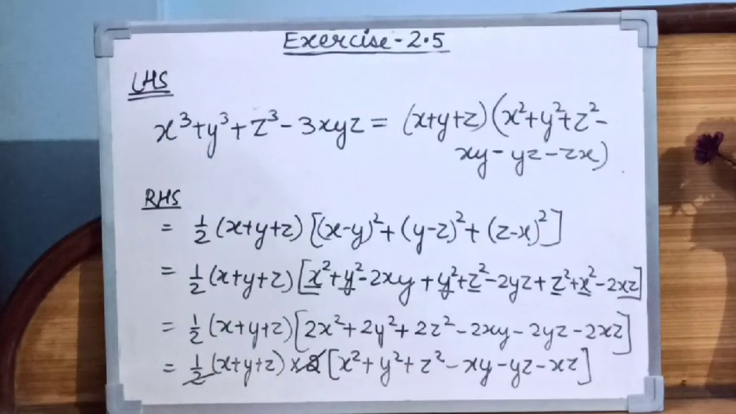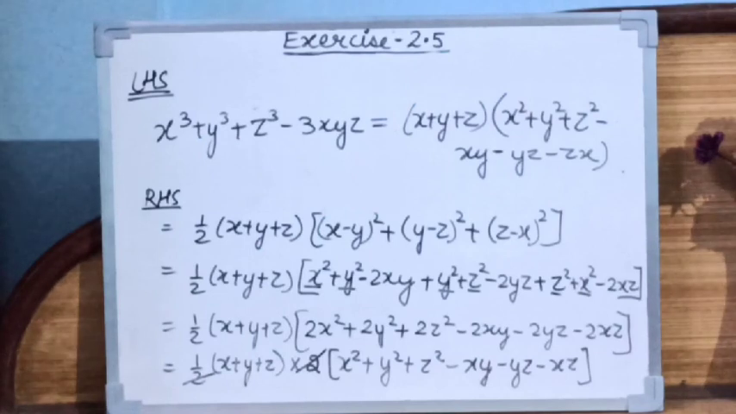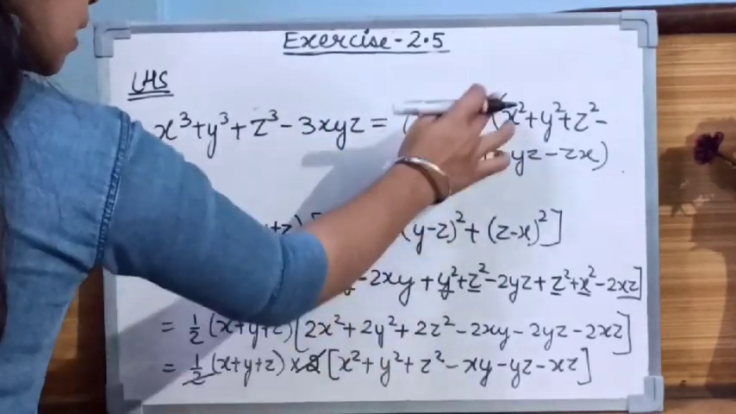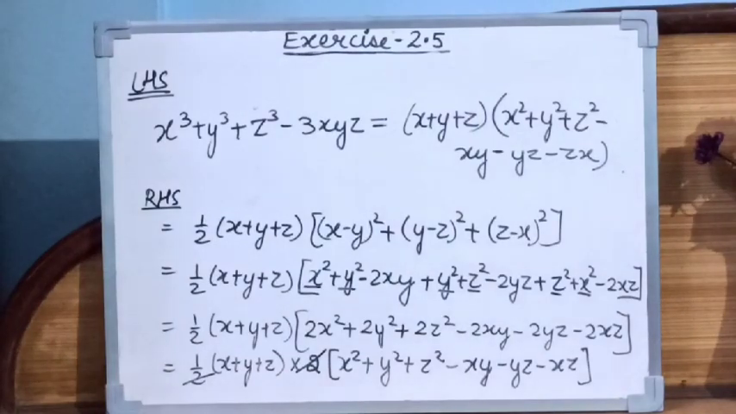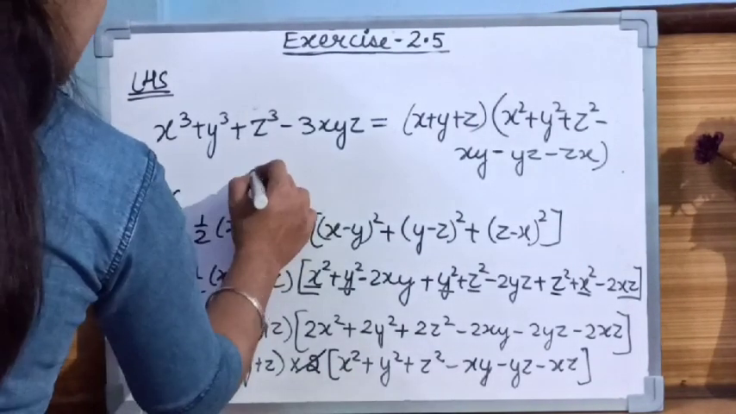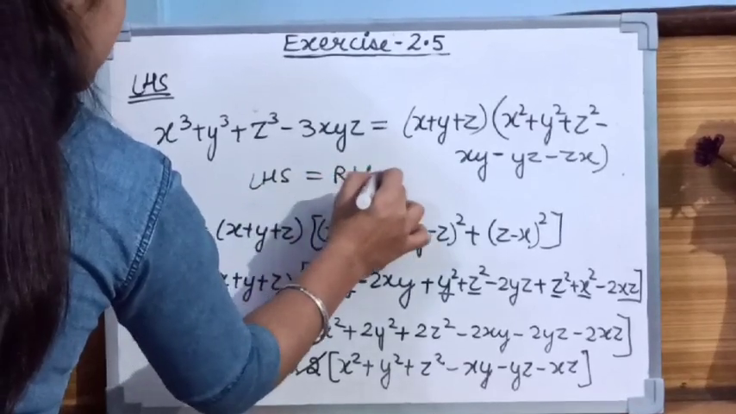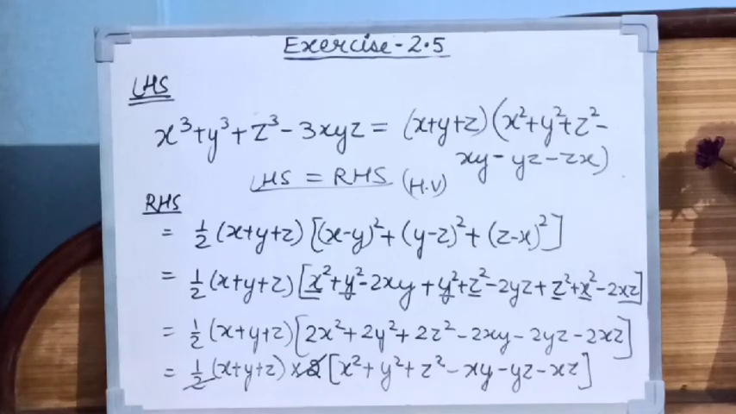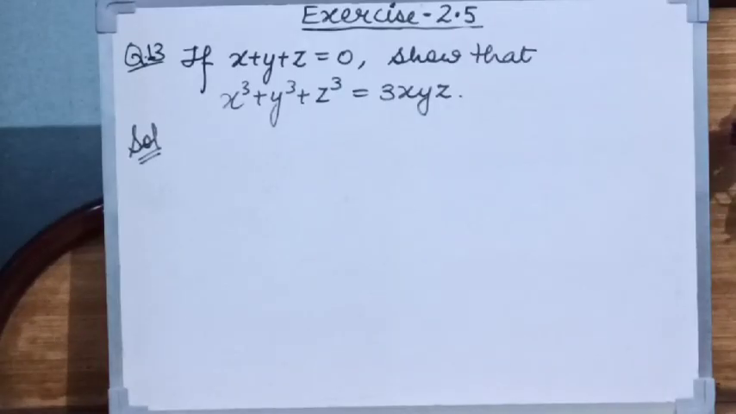As you can see, on solving the right hand side we have got x plus y plus z, and then x square plus y square plus z square minus xy minus yz and minus xz. In a similar way, on writing the complete identity of the left hand side part, we got the same terms that we got in the right hand side part. So you can write that LHS is equivalent to RHS, hence verified. In this way we can verify our question number 13.